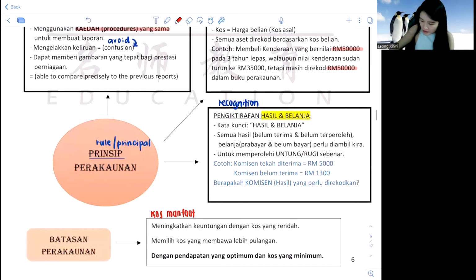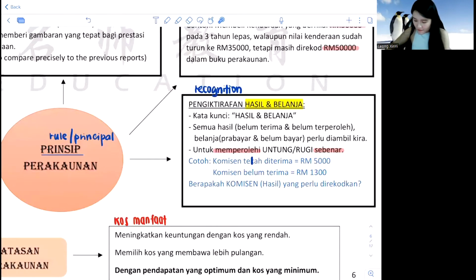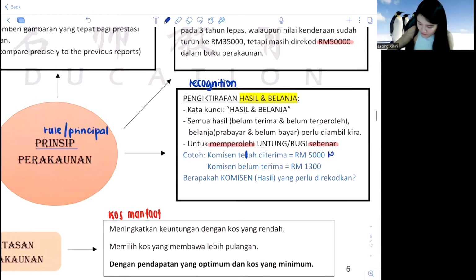So can you see here? Sebenar. Memperolehi untung atau rugi yang sebenar. So you see the example. Commission telah diterima is 5,000. So I have received 5,000. But is this a true figure? Now the question told you that no, it's not the true figure because you actually still have 1,300 yet to receive.